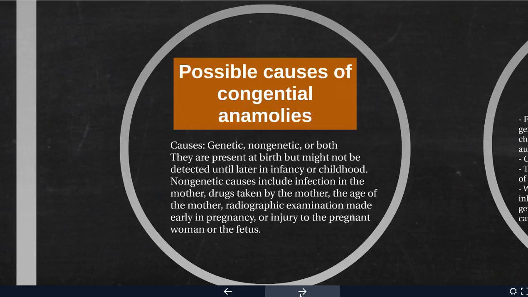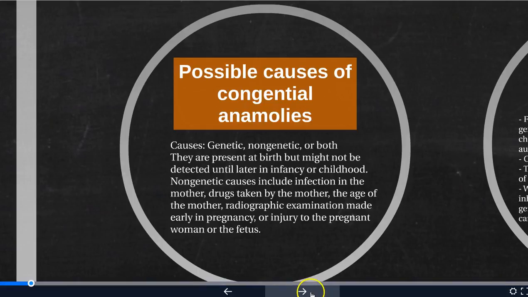There's a big deal going around right now with this whole Zika virus thing. And Zika virus, if contracted by a pregnant woman, typically causes anencephaly. We're going to talk about that in a little while, but that would be an example of an infection contracted by the mother. Could also be a result of drugs taken by the mother, the age of the mother, that factors in quite a bit when you're looking at things like Down syndrome, spina bifida, and some of the other neural tube defects. Radiographic examination made in early pregnancy, or injury to the pregnant woman or the fetus.